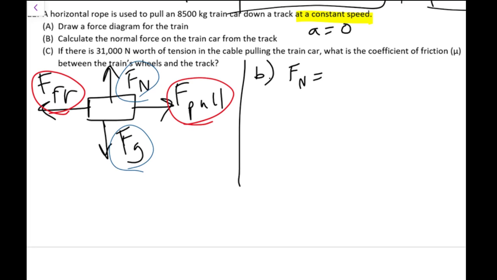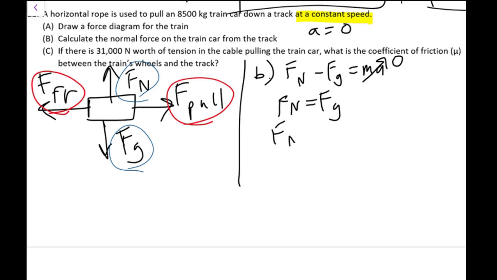Or another way of writing it, just to be consistent, the forces going up minus the forces going down equals ma. In this case, the y direction acceleration is 0. So my normal force is Fg, which is going to be mass times gravity, or 8,500 times 9.8. So Fn is equal to 83,300 newtons.